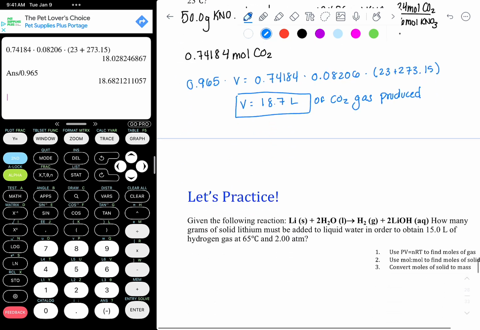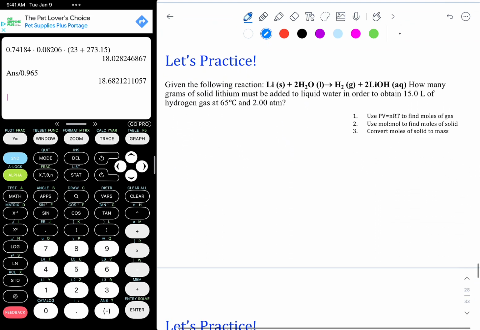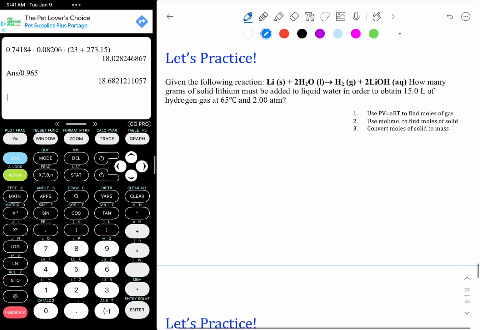Let's keep practicing. This one we're going to work backwards. So, given the following reaction, how many grams of solid lithium must be added to liquid water in order to obtain 15 liters of hydrogen gas at 65 degrees Celsius and 2 atm? So we're now looking for the mass of a solid given the volume of a gas. So we're going to work backwards.